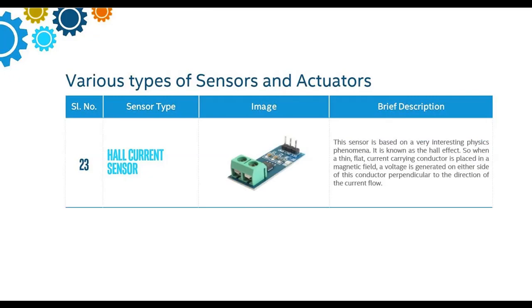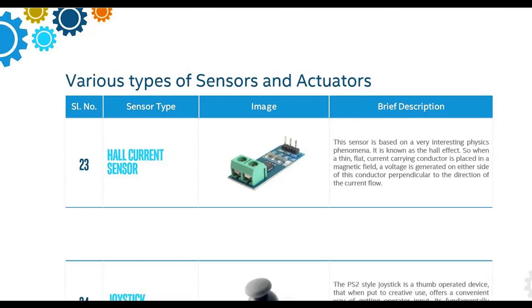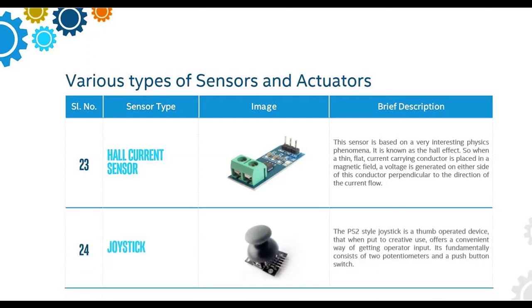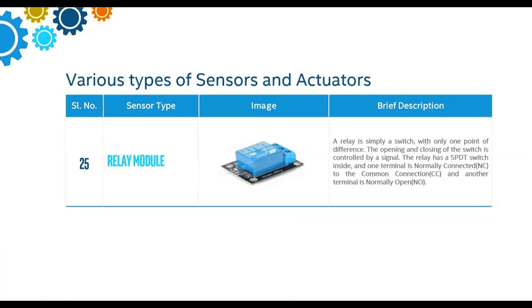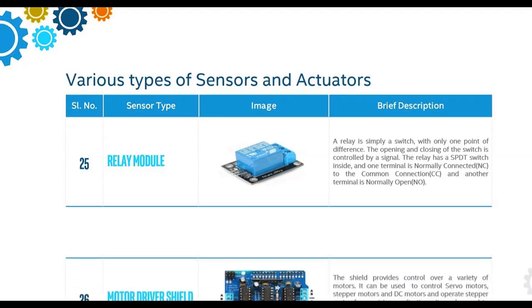So these are the different circuits. We have a hall sensor circuit, and a joystick, where we can move forward, reverse, right and left. So these are the sensors. A relay module we can use. The relay is simply a switch with only one point of difference: the opening and closing of the switch is controlled by a signal. So this is nothing but a relay module we can use.